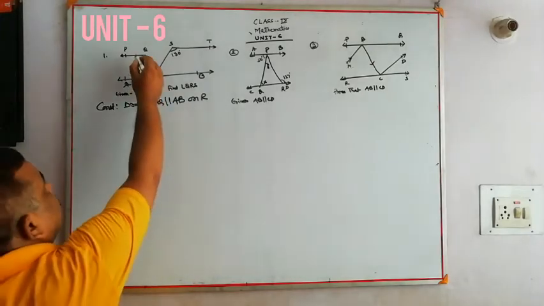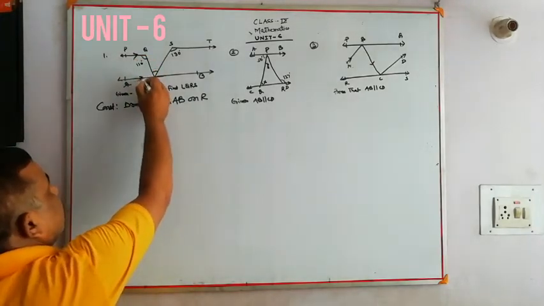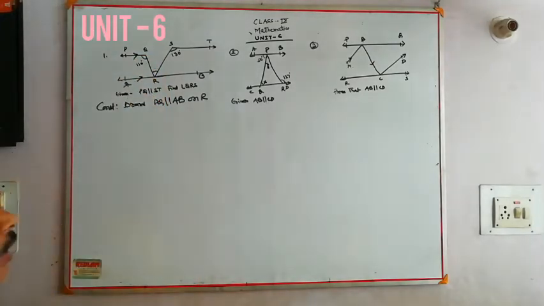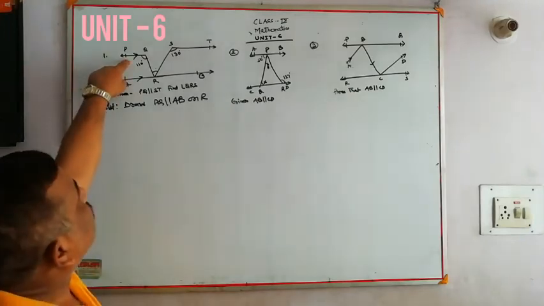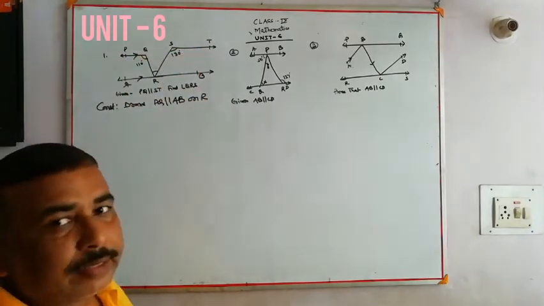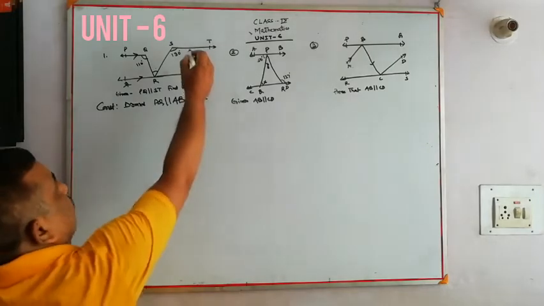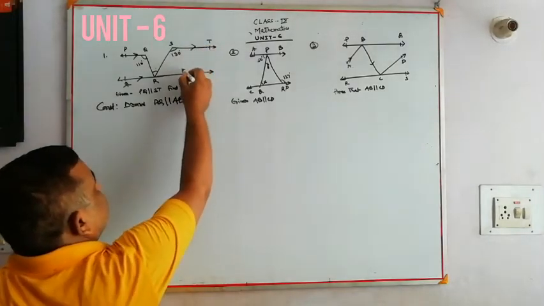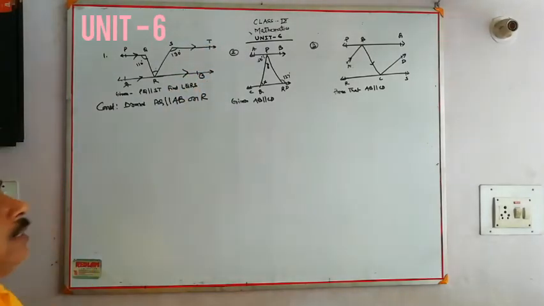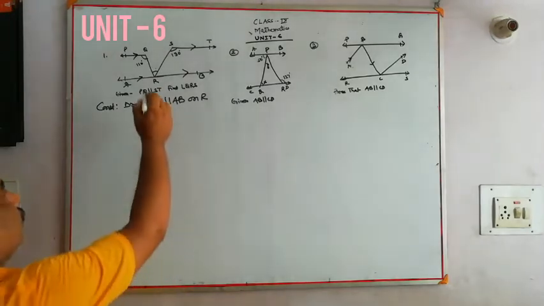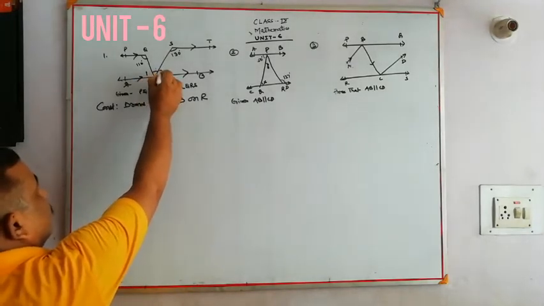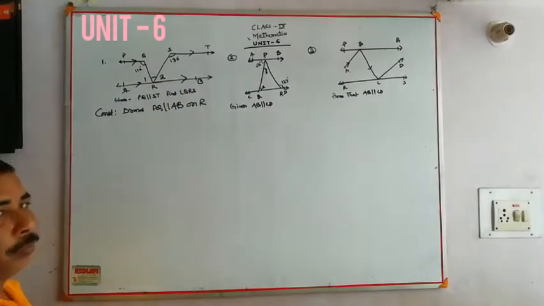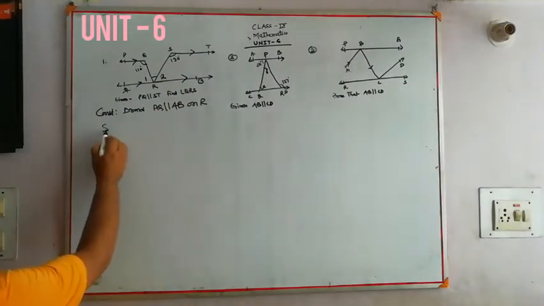Its meaning is that PQ and AB are parallel lines. Also given, PQ and ST are parallel lines. Its meaning is that ST and AB are also parallel lines. Then I number them 1 and 2. Then the solution.